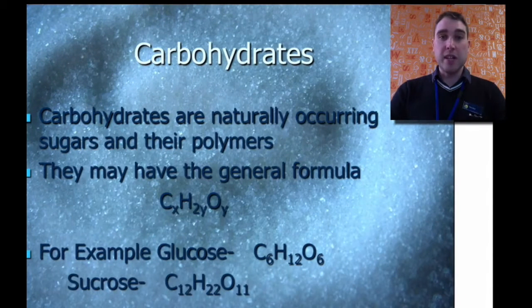So what are carbohydrates? They're naturally occurring sugars and their polymers. The general formula may be CxH2yOy, so that means they have twice as much hydrogen as they have oxygen and a certain number of carbons. A good example, and one we're going to talk about a lot, is glucose. Glucose's chemical formula is C6H12O6. Another good example, and that's the background here, is sucrose. That's table sugar, that's C12H22O11.